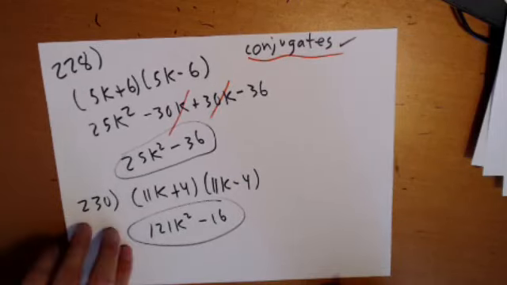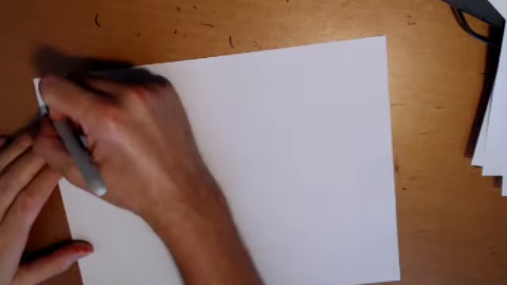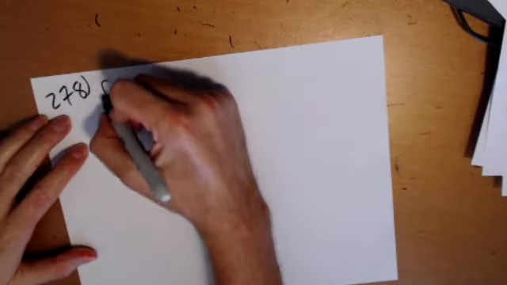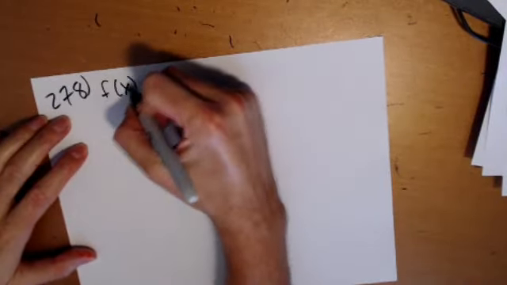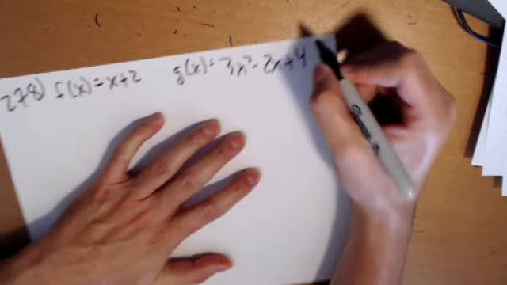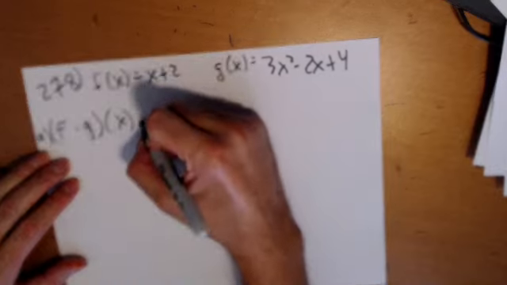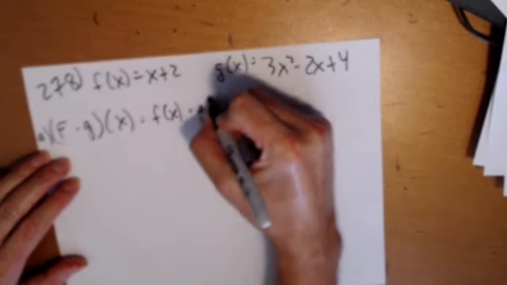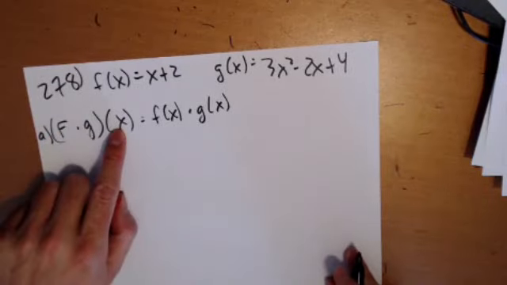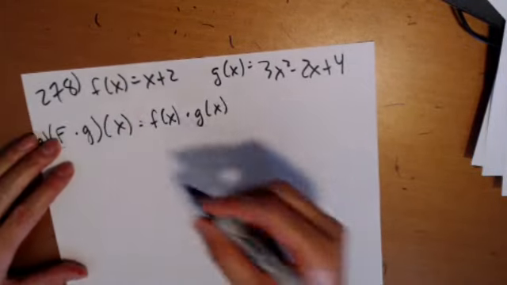Oh, and then they try and trick us down at the very end there. So at the end of 5.3, some functions. No big deal. So we have 278. They give us f of x is equal to x plus 2, and then they say g of x is equal to 3x squared minus 2x plus 4. And in question A, they want f times g of x. Okay, so just get familiar with what that means. That just means f of x times g of x. So just multiply those guys.